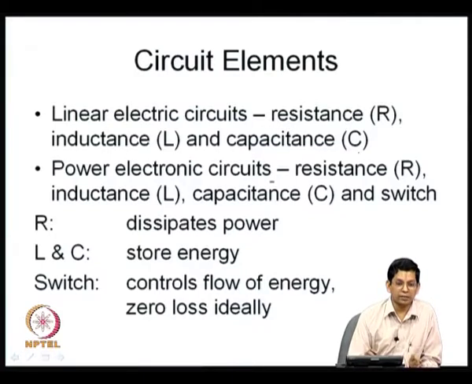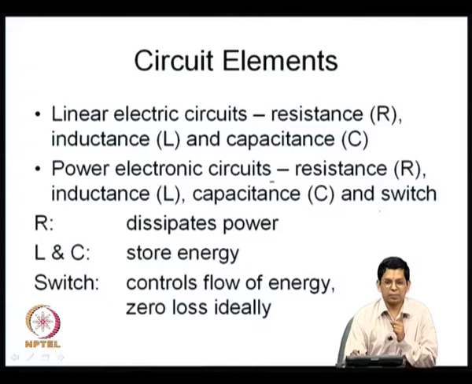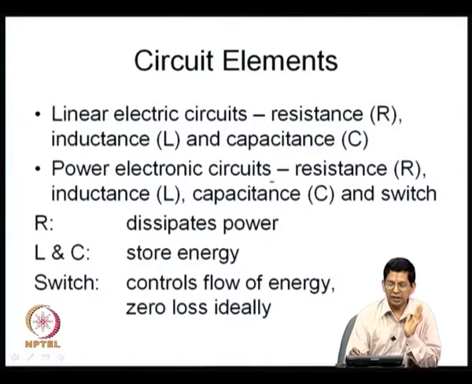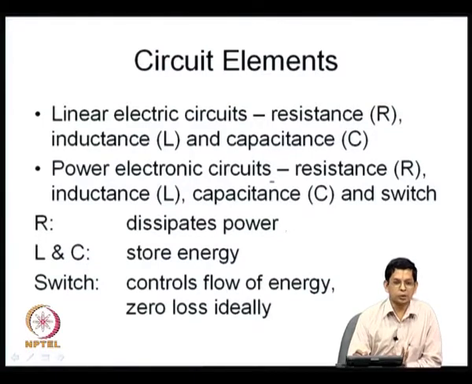How about a power electronic circuit? A power electronic circuit also has resistance, inductance, capacitance, but just one additional element. What is that additional element? A switch. So, a linear electric circuit can have R, L, C as its circuit elements, whereas a power electronic circuit has R, L, C and switch.